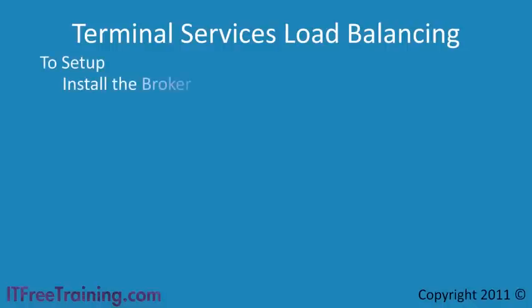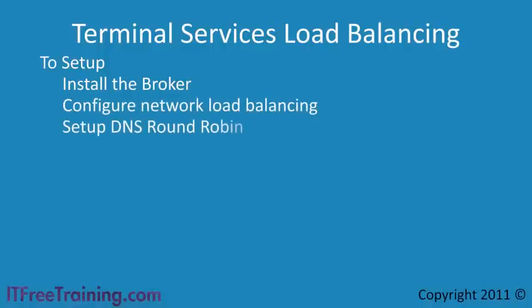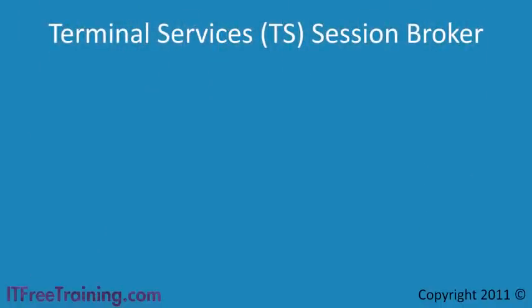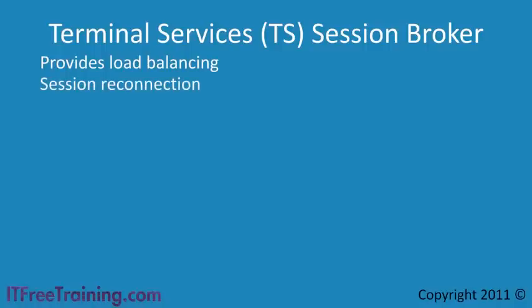First, you need to install the broker. The broker is used by terminal services to determine which servers get new sessions sent to them and to make sure disconnected sessions get sent back to the correct server. Next, you need to configure network load balancing on each of your terminal servers, and lastly, you need to configure DNS round robin. Once this is done, the terminal servers in your farm will be ready to perform network load balancing. TS Session Broker in Windows Server 2008 provides load balancing and session reconnection in a terminal services environment.